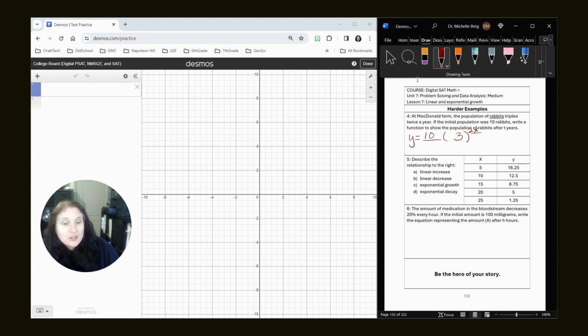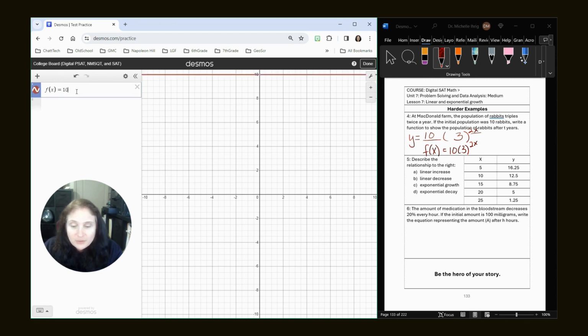I mean, to make it a function notation, we would do f of x equals 10 times 3 to the 2x. And that's it. So if 5 years pass, we would just type in our function, f of x equals 10 times 3 to the 2x, and then what would it be after 2 years? 810. Wow, those are some very, very busy rabbits.